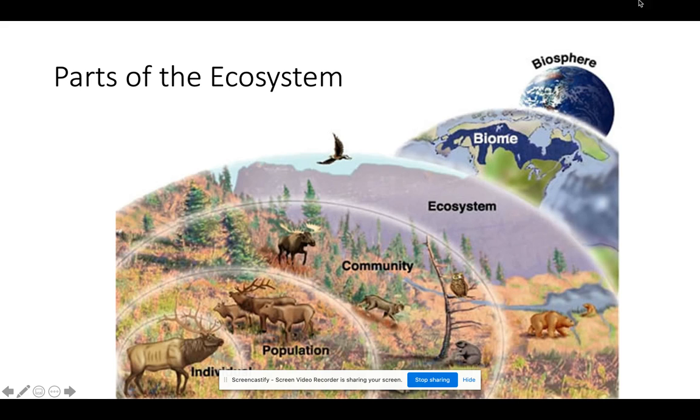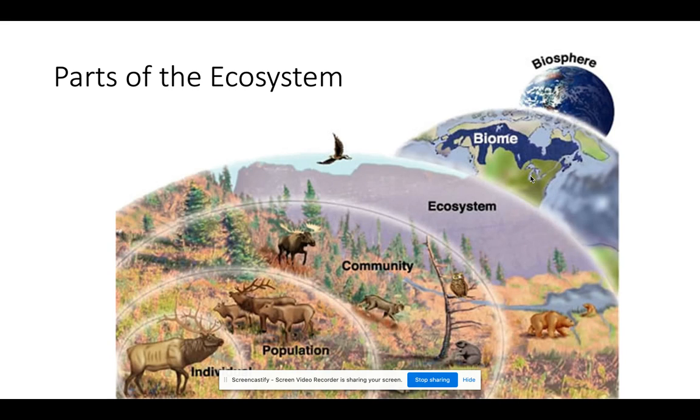Now, all the livable space on earth is divided into biomes. Biomes, we're not going to go into that much, but I'll give you an example. We have rainforest, we have tundra, we have a desert. These are all considered biomes, all right?